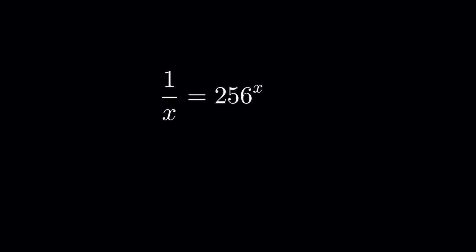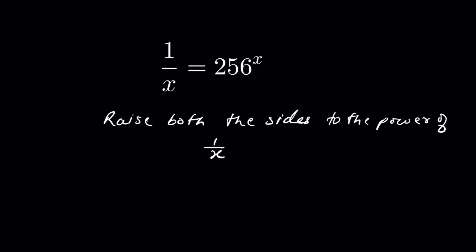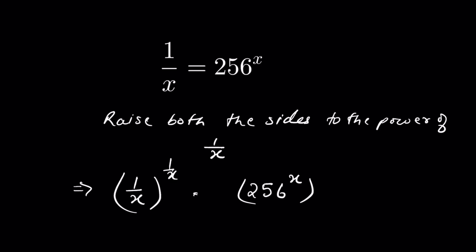(1/x)^(1/x) is equal to 256^x. We have to find the value of x. Now let's raise both the sides to the power of 1/x. So it will be ((1/x)^(1/x))^(1/x) is equal to (256^x)^(1/x).